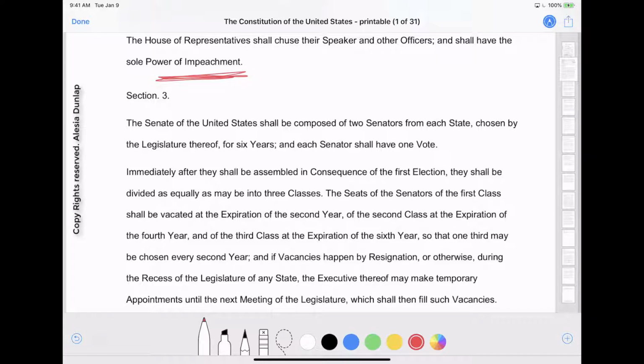So although House members are elected by the people, they also have the right to elect their own leaders as well, including the Speaker of the House, which is very unique in the sense that they are the only body in Congress that can formally impeach the president or any elected official. So they have this impeachment power to impeach the president or any other elected official.